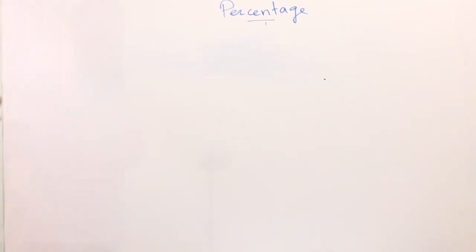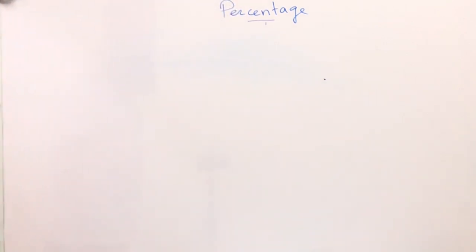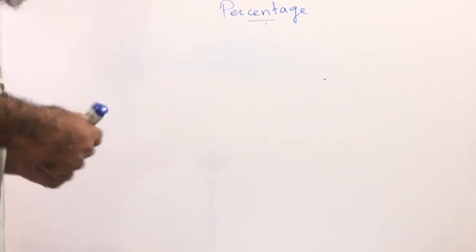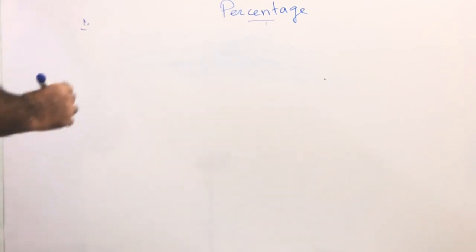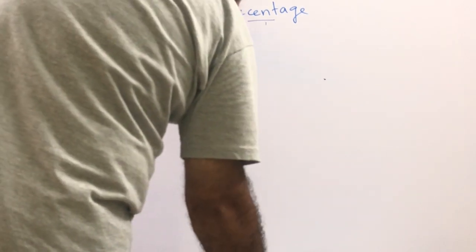The first topic is finding the whole, given a part and the percentage. We will start from question number 1, page number 93. What percentage of the squares are not shaded? A grid is given. Some boxes are colored light blue, and others are not shaded.